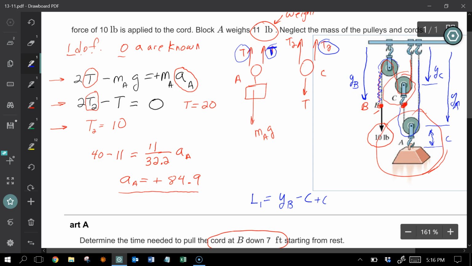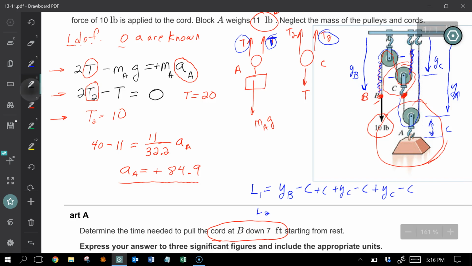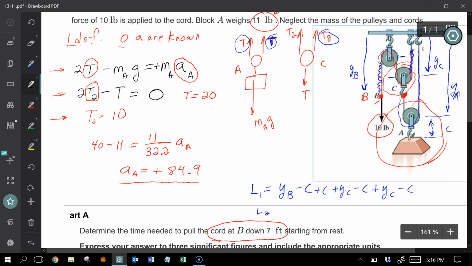And then there's a distance between here and here, a piece of rope there. The long end is YC, the short end is a constant. And then there's a piece of rope right here, and the long end is YC minus the short end, a constant. Okay, so that's the length of rope 1. The length of rope 2, let's put that one in, and we'll put it in black. So that would be this piece here.